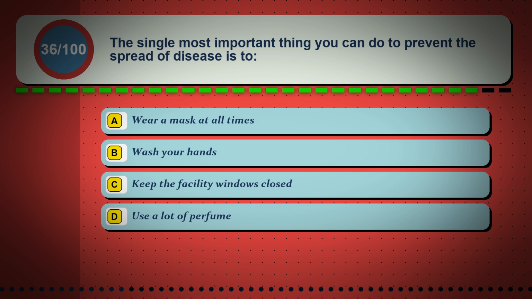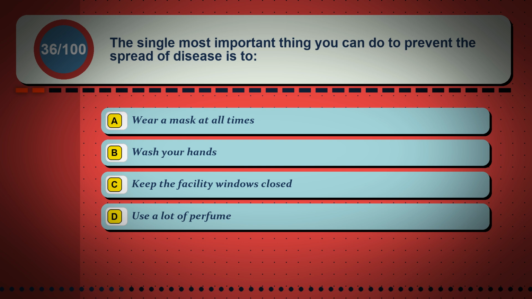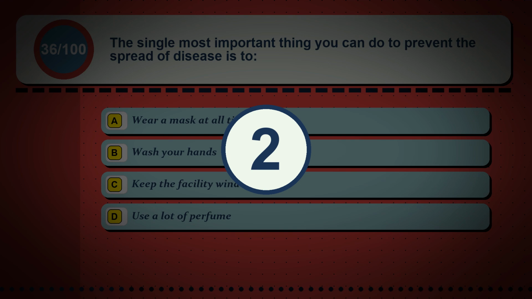Question 36. The single most important thing you can do to prevent the spread of disease is to: Option A, wear a mask at all times. Option B, wash your hands. Option C, keep the facility windows closed. Option D, use a lot of perfume.